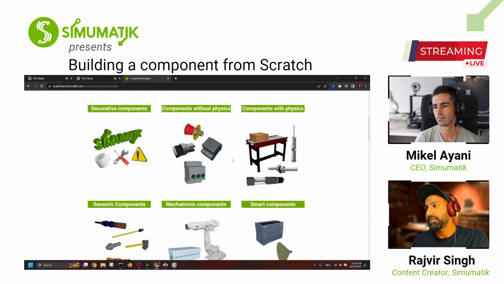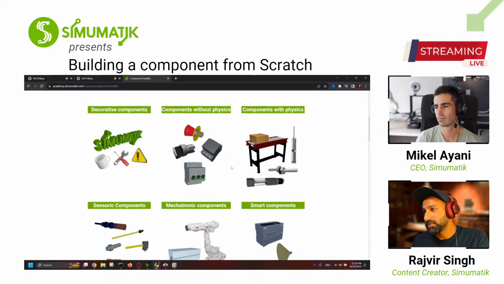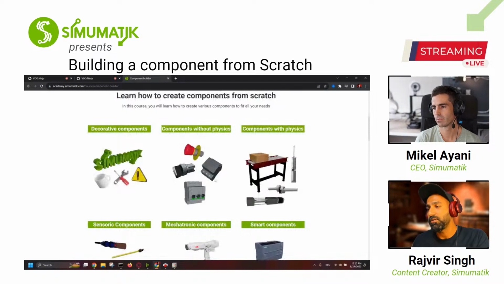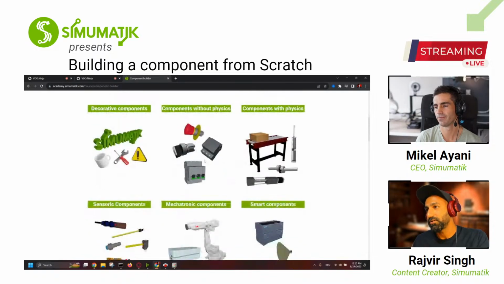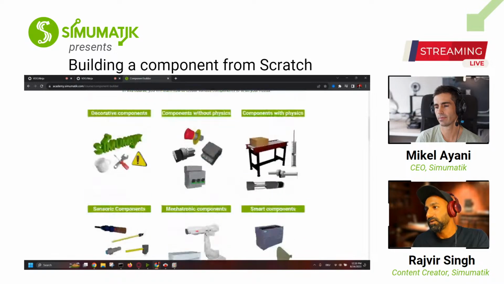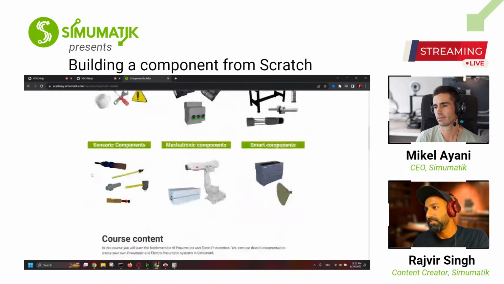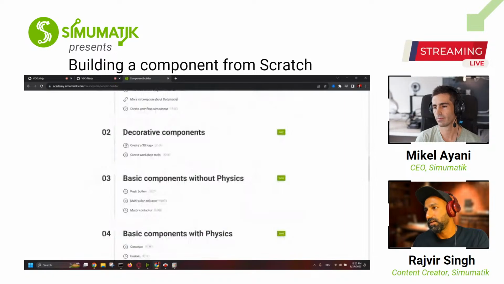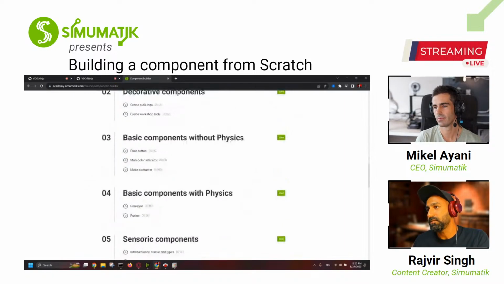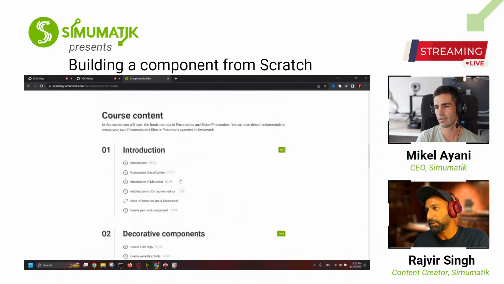Once you decide which components you want to build, we recommend that you select based on which category your component fits, and then you can check out that particular topic. Our course curriculum is also divided based on this classification: decorative components, basic components without physics, and with physics, and we have several examples in each.